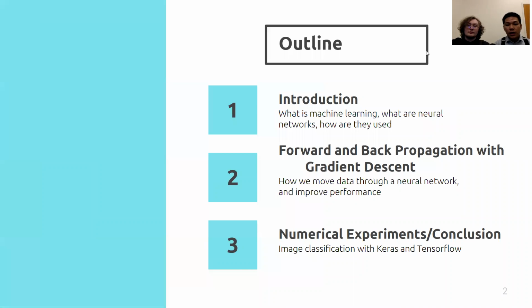With the outline. First, our introduction will cover what is machine learning, what are neural networks, and how are they used. And then we're going to go into forward and back propagation with gradient descent. This is how we move data through a neural network and how we improve performance. And then we're going to finish out with our numerical experiments and our conclusions based on image classification with Keras datasets that we did and TensorFlow.